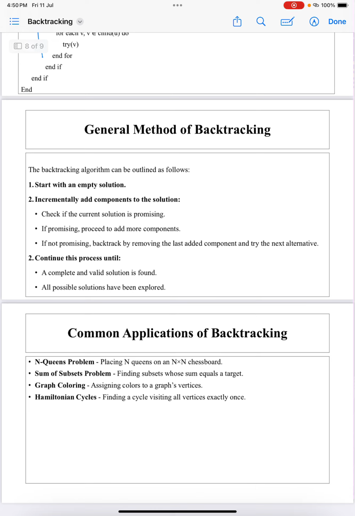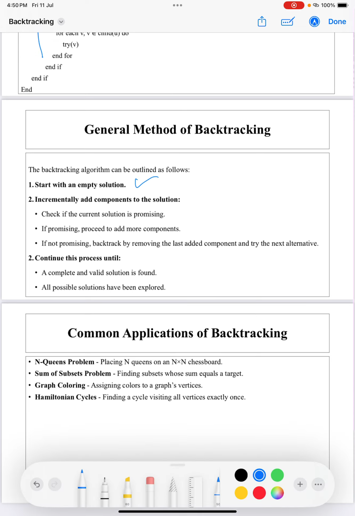So here the general method of backtracking is given. Start with an empty solution, incrementally add components to the solution, check if the current solution is promising, and proceed to add more components. If not promising, backtrack. Whenever it is not promising, we have to backtrack by removing the last added component and try the next alternative. Continue this process until a complete and valid solution is found or all possible solutions have been explored.